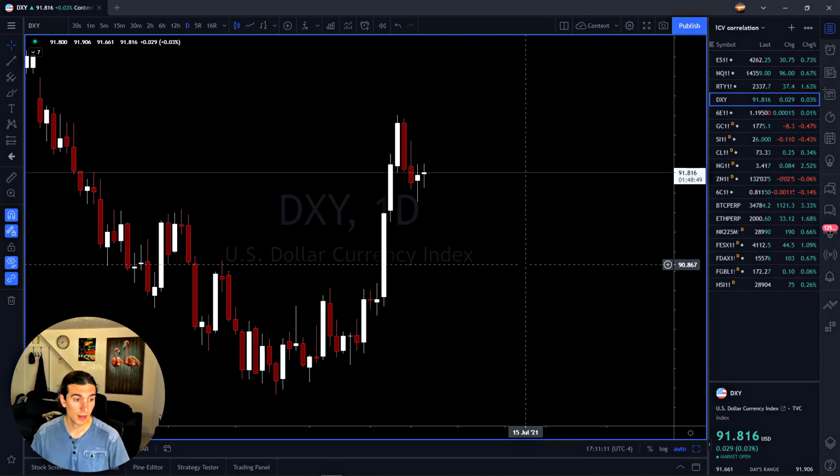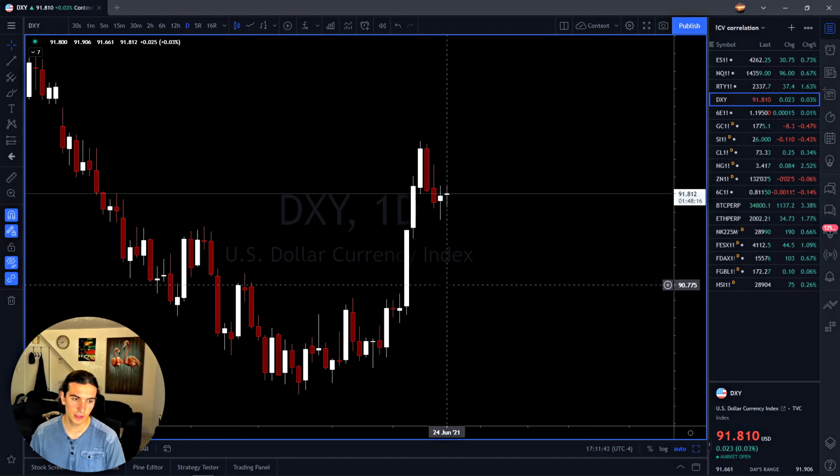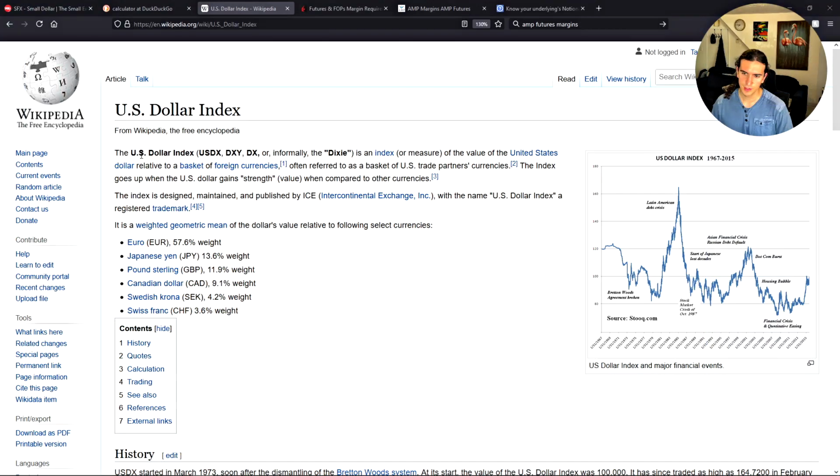So let's get to it. All right, so what you're looking at here on my screen is the DXY, the US dollar currency index, on a daily chart. The US dollar index, or informally the DXY, is an index or measure of the value of the United States dollar relative to a basket of foreign currencies, often referred to as a basket of US trade partners' currencies. The index goes up when the US dollar gains strength when compared to the other currencies. So this is what the DXY is.